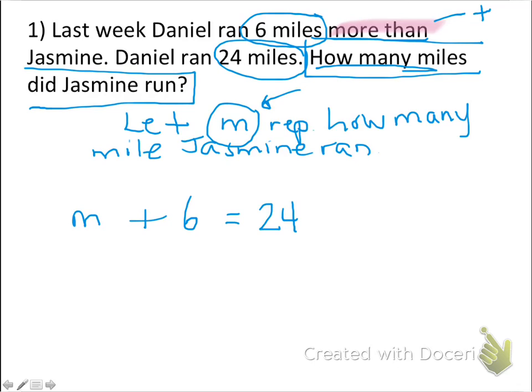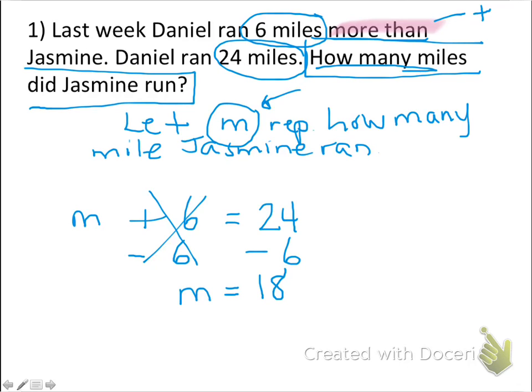Our next step is to solve. We know how to solve this equation. That's what we've been doing for the past week. So we need to get the variable alone. To get the variable alone, we're going to subtract 6 from this side and subtract 6 from the other side. So these cancel out, so we just have m. And now we know that m is equal to 18.